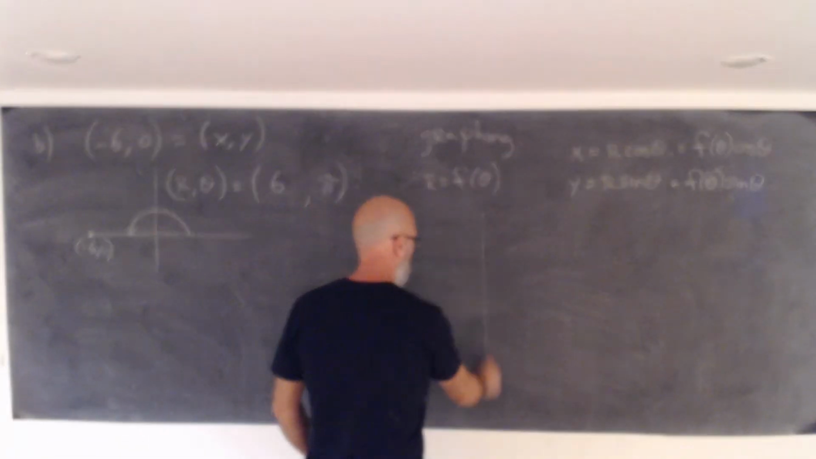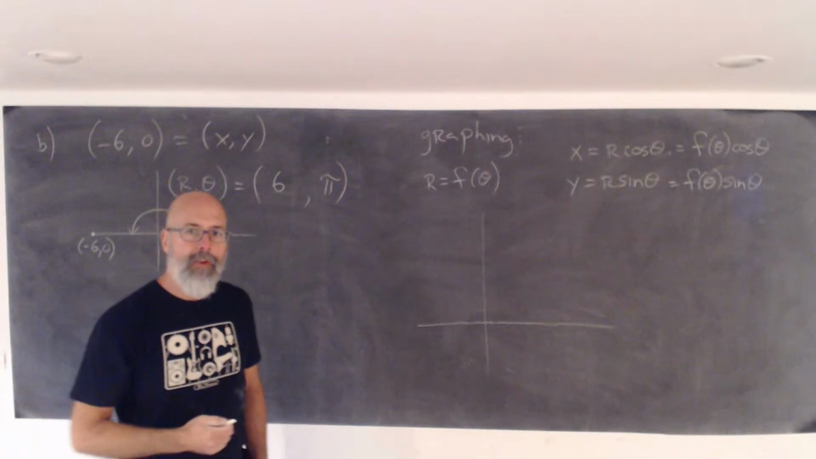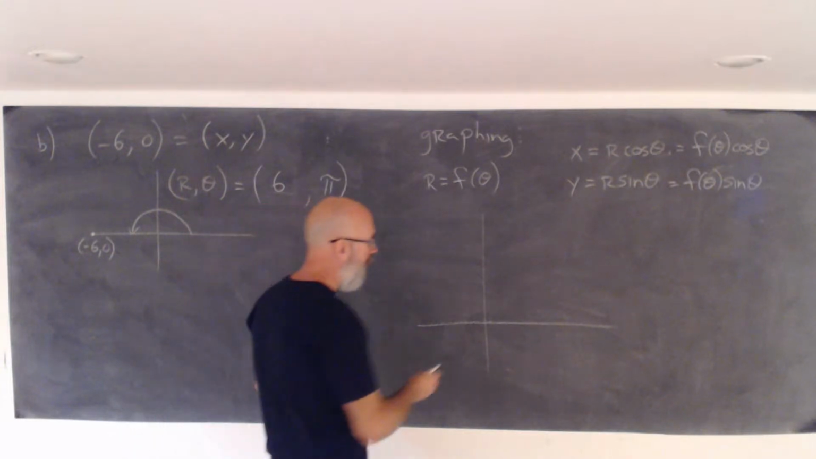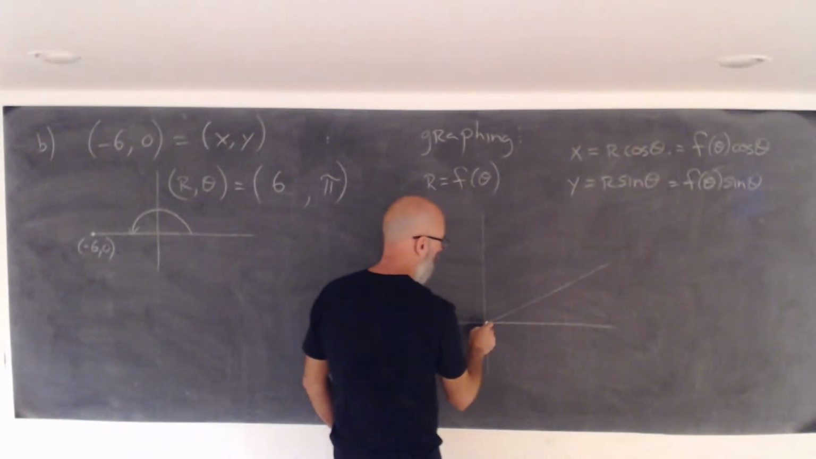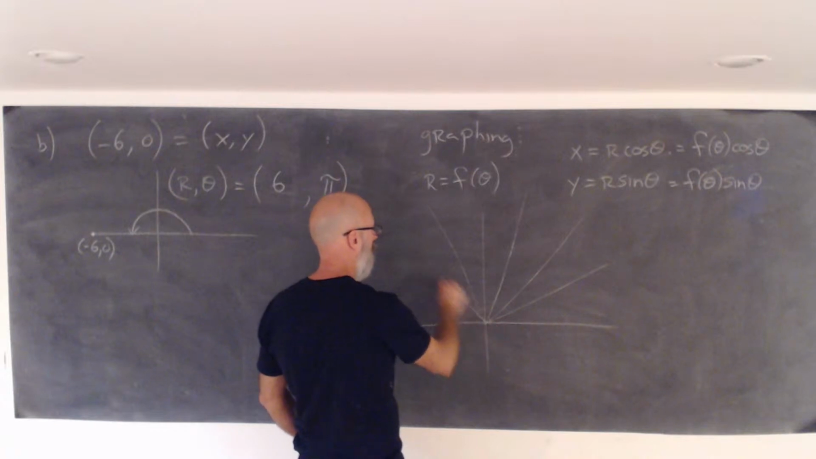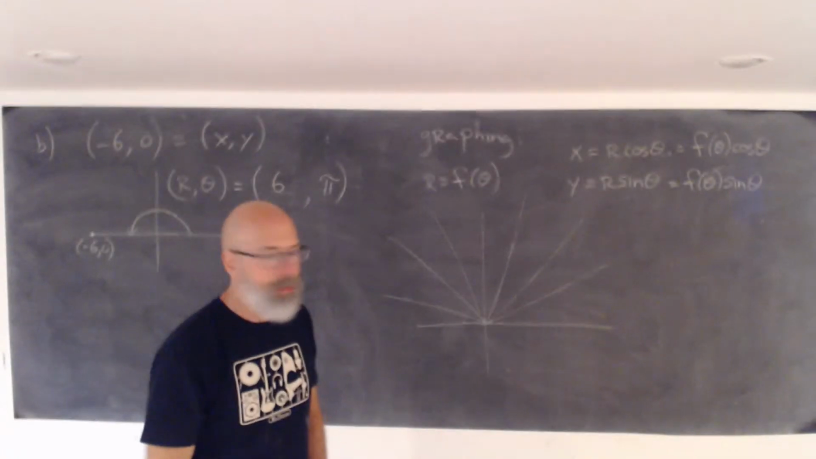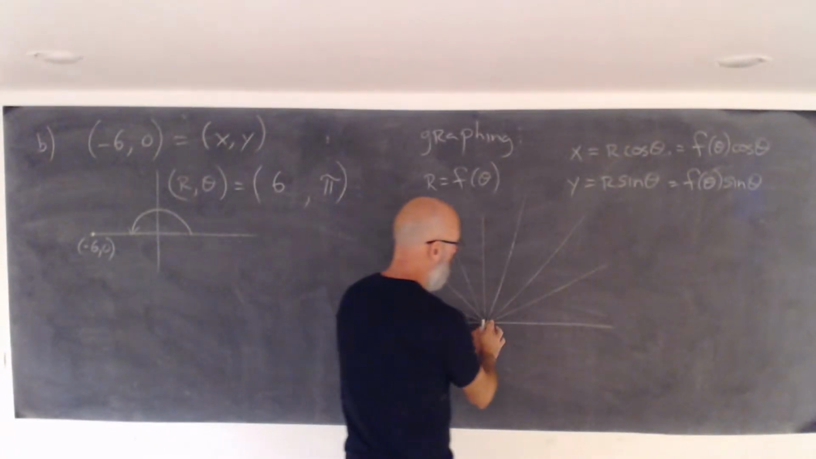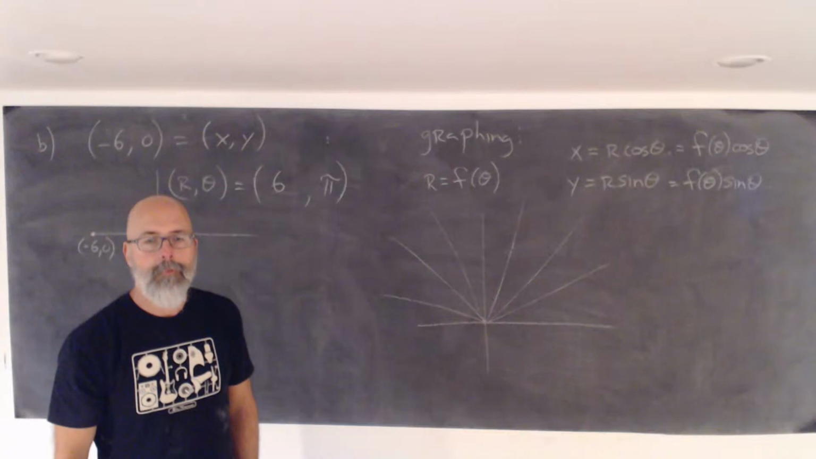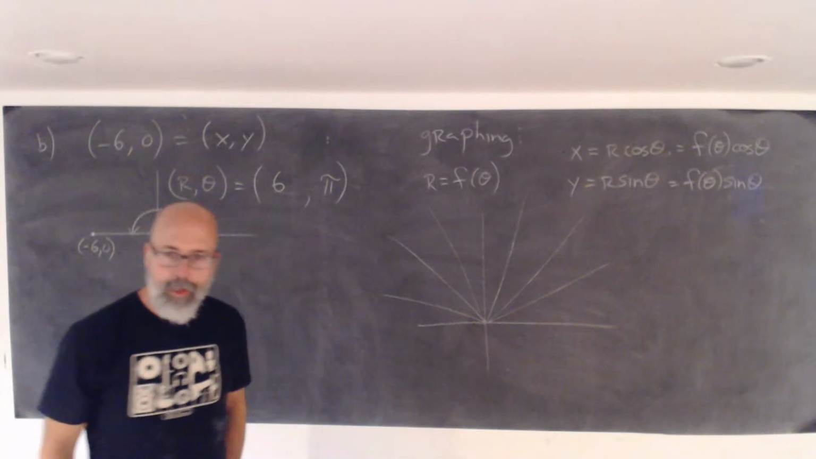Instead of doing that, we're going to go back to the definition of polar coordinates. And how did we define polar coordinates? Well, we said theta was the angle measured from the positive x-axis going counterclockwise. And r was the distance away from the origin on each of these angles. And that's how we're going to graph. Let's take an example.